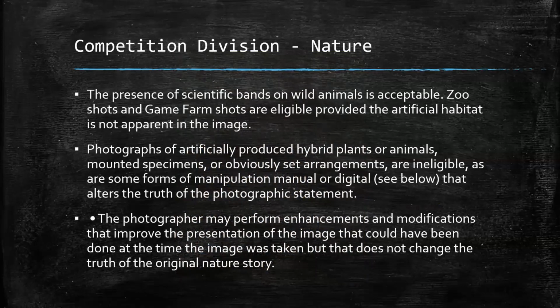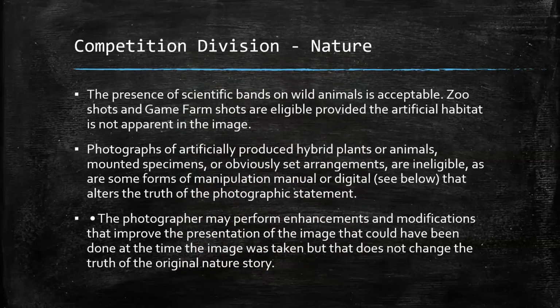Photographs of artificially produced hybrid plants or animals, mounted specimens, or obviously set arrangements are ineligible, as are some forms of manipulation, manual or digital, that alters the truth of the photographic statement. So basically, nature needs to be as close to nature as possible. If you're going to be cropping out big pieces of that image because of the hand of man, you probably want to think about shooting it in a way that minimizes the part that doesn't work, the human element.